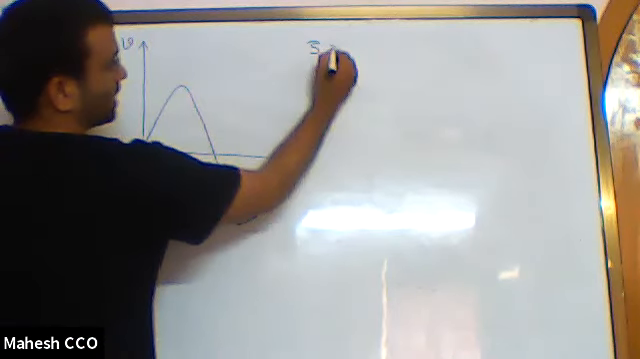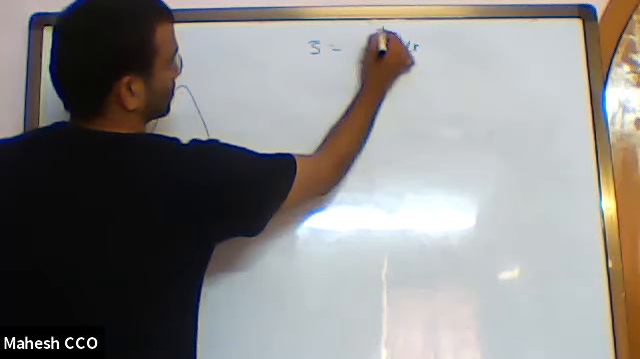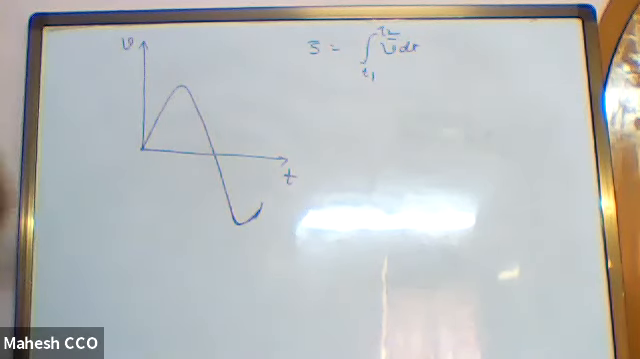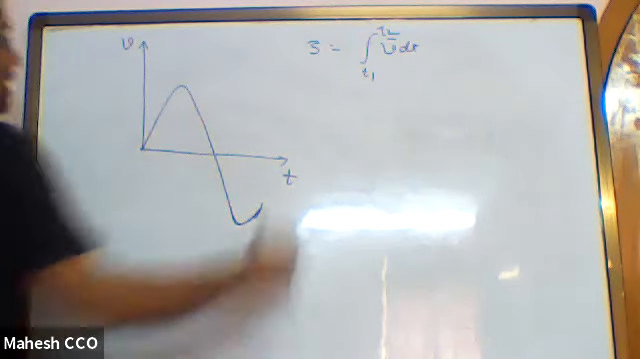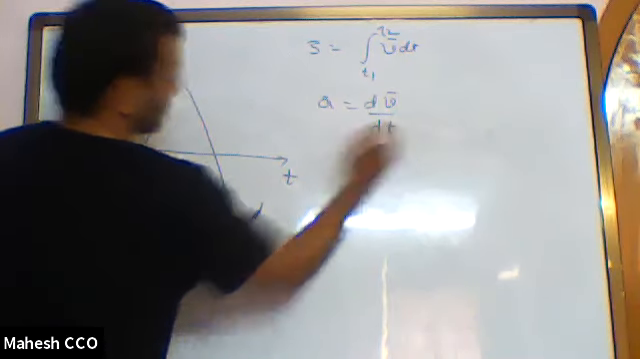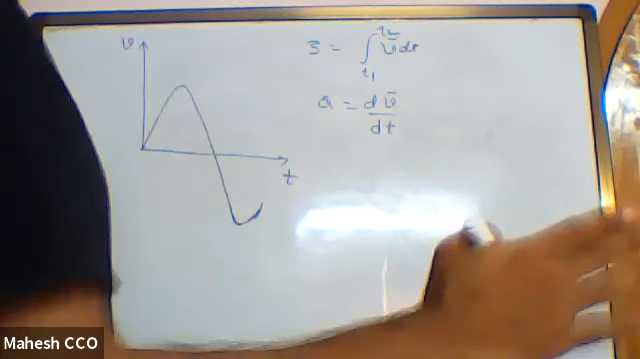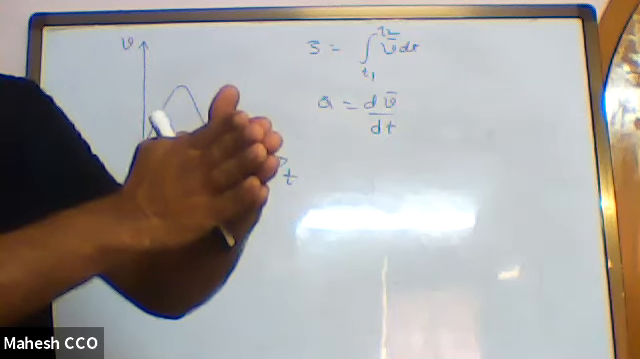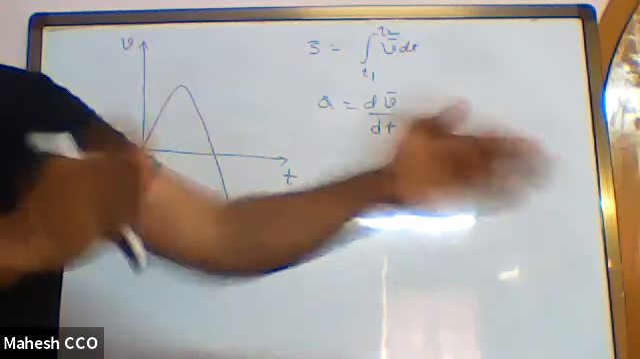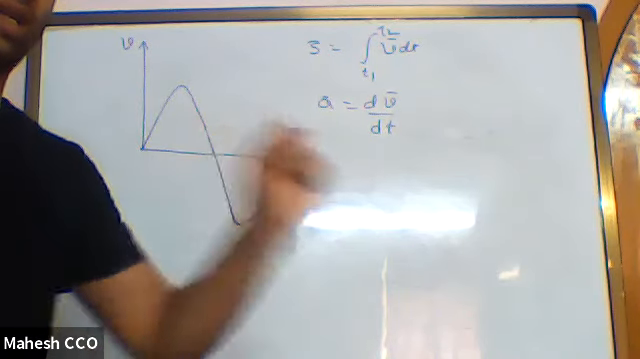that displacement is integral v dt. Displacement in the interval t1 to t2 is nothing but integral v bar dt from t1 to t2, and acceleration is dv bar by dt. Please understand, differentiation is generally evaluated at a particular instant, whereas integration is always evaluated over an interval. Integration is taken over an interval, differentiation is taken at a particular instant.